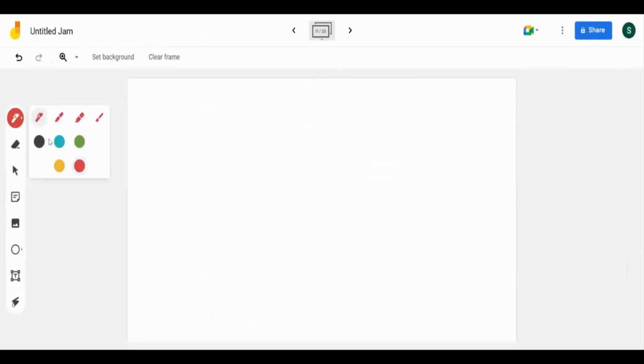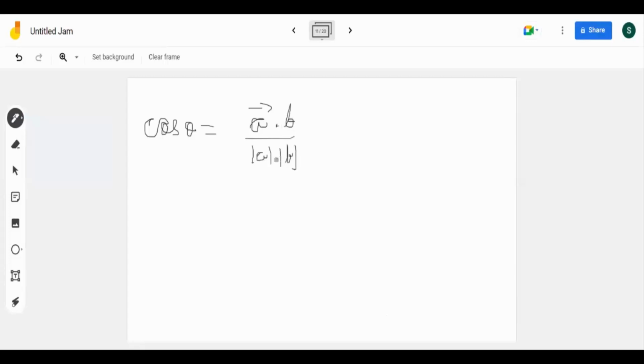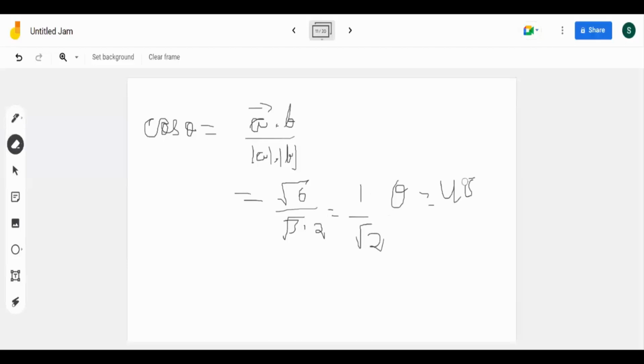Okay, so let us learn a concept, not new, but the angle between A and B is given as A dot B by mod A mod B. So in this question, we are given A dot B to be root 6, mod A to be root 3, mod B to be 2. So cos theta is 1 by root 2, so theta is 45 degrees, or pi by 4.